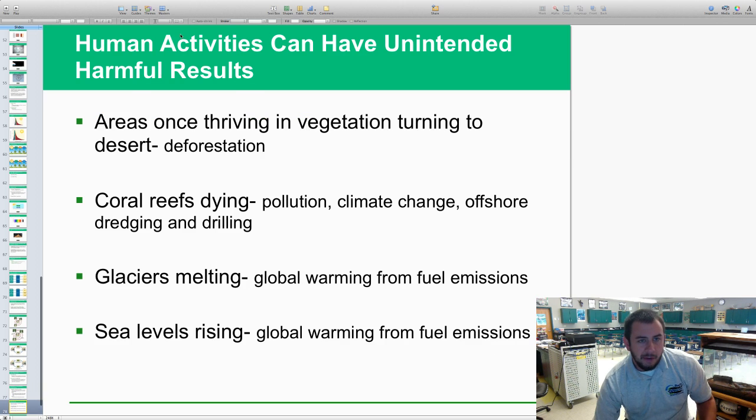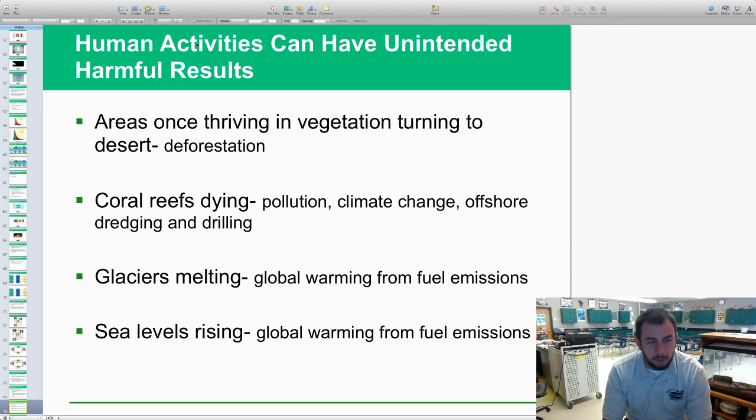All right, the last thing we're talking about today is that human activities have had unintended harmful results. We've had once thriving vegetation turning into desert because we deforested, tried to do some planting, and it just didn't work out because of erosion and nutrient loss. Coral reefs are dying due to pollution, climate change, and offshore dredging and drilling. Glaciers are melting from global warming because of our fossil fuel use, and the same goes for sea levels rising.